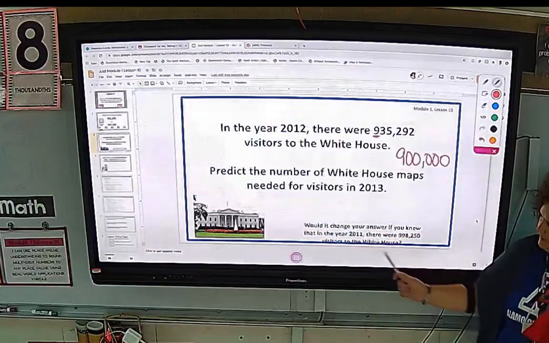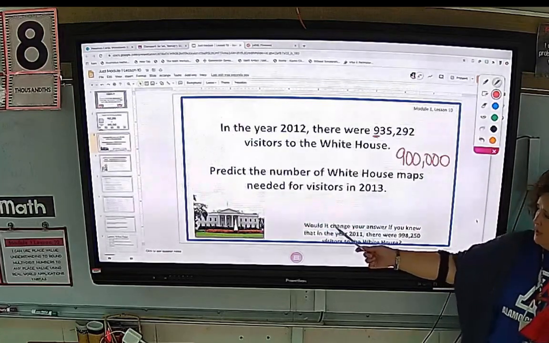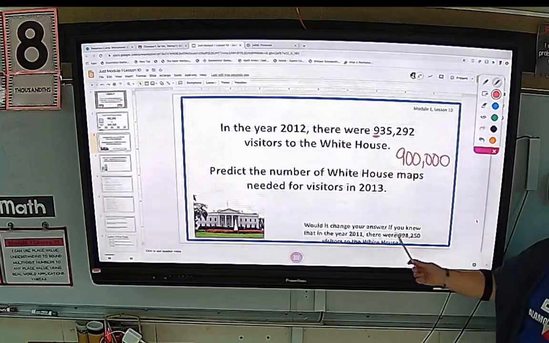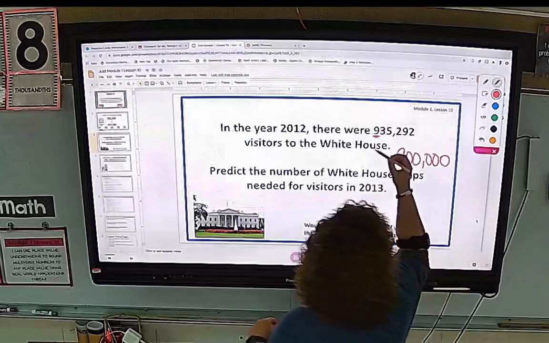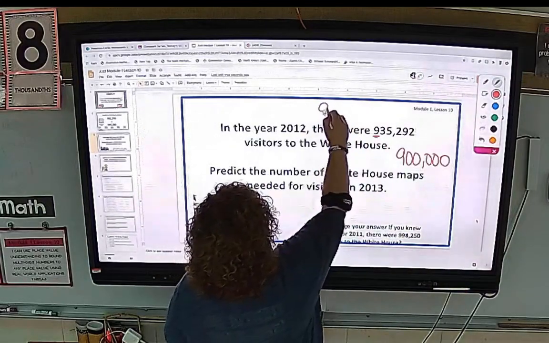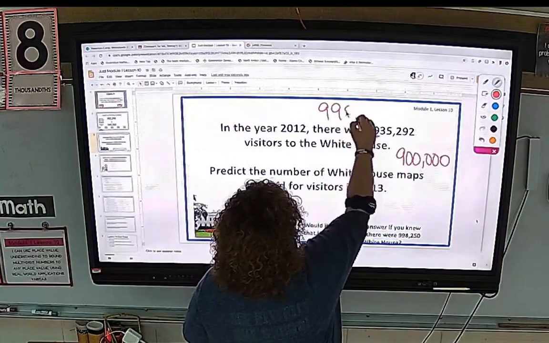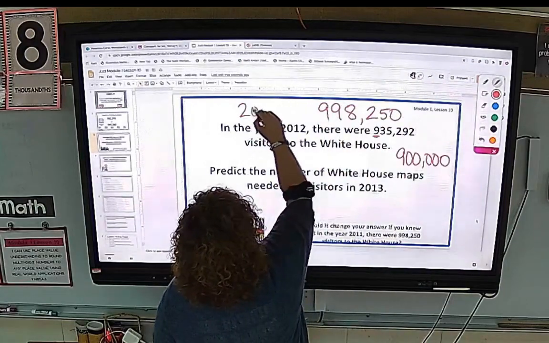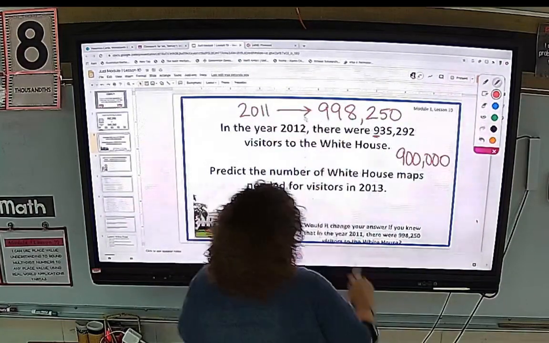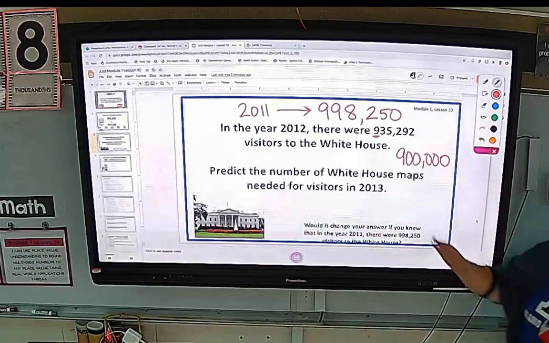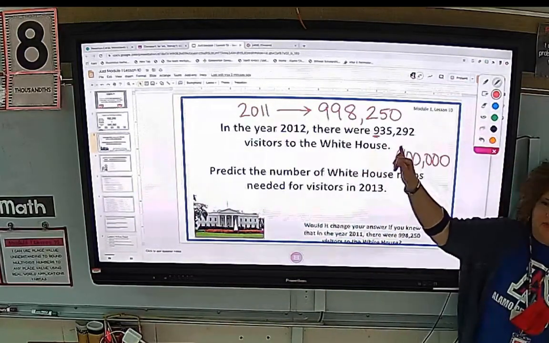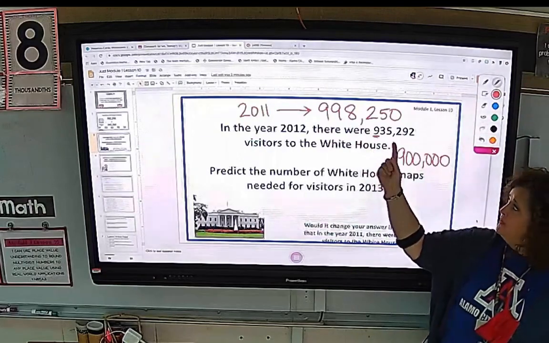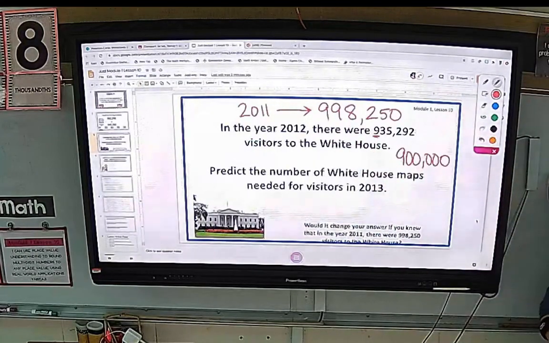Now, we left this alone at first, but what it says is, would it change your answer if you knew that in the year 2011, there were 998,250 visitors to the White House? Let me write that up here. It's just so small. All right, in 2011, this many people came. Okay. In 2012, this many people came. So what was happening to the numbers? One year, this many came. The next year, this many came. What was happening to the numbers? It was going down by.